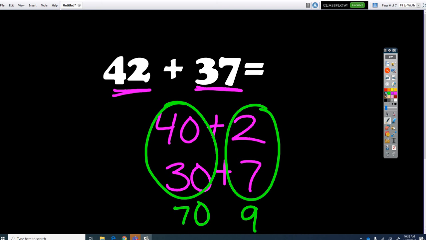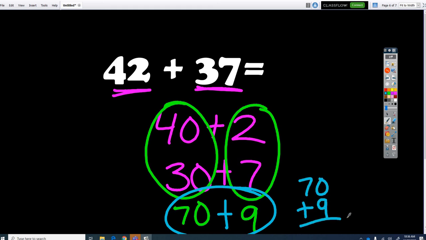Nope. Remember, the last thing you have to do is put the 70 and the 9 together. And if you add up 70 plus 9, you should get 79 as your final answer.